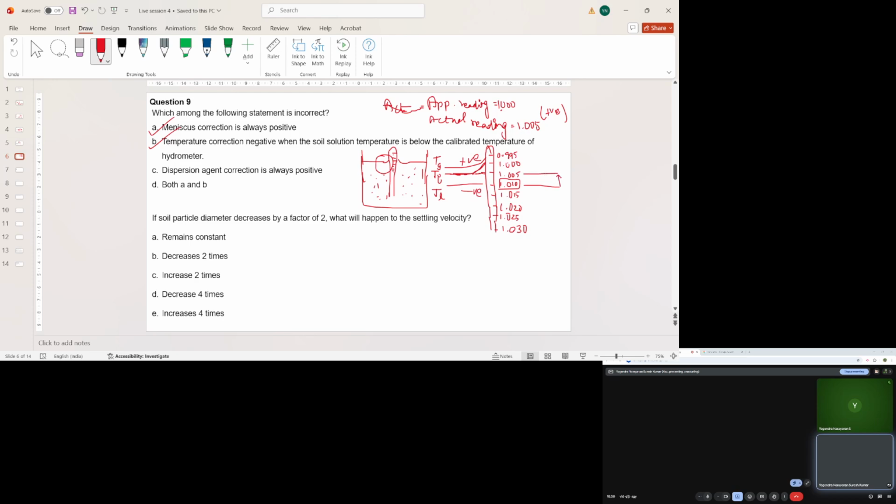So this correction is always negative. So dispersion agent correction is always negative, hence this statement is incorrect. Right?